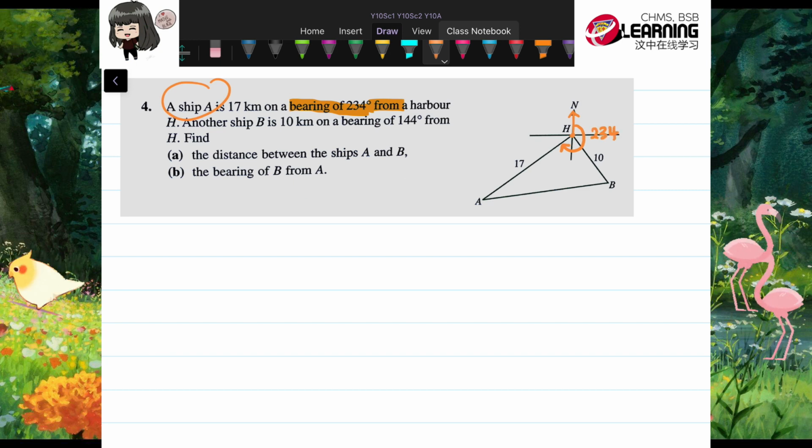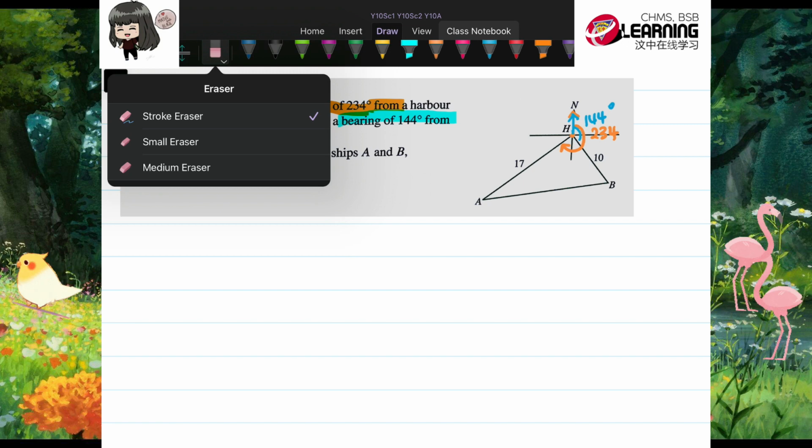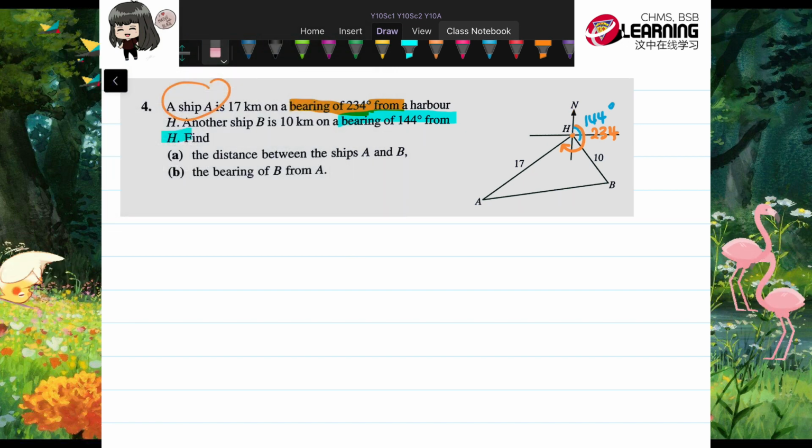Okay, and then how about this? Another ship B is 10 km on a bearing of 144 from H. Okay, it's also from H, and it is 144 to bearing of B. So here is 144. Okay, can you see the angle 144 and angle 234? Okay, the blue one and the orange one. Okay, I'm gonna erase the arrow so not to confuse you.